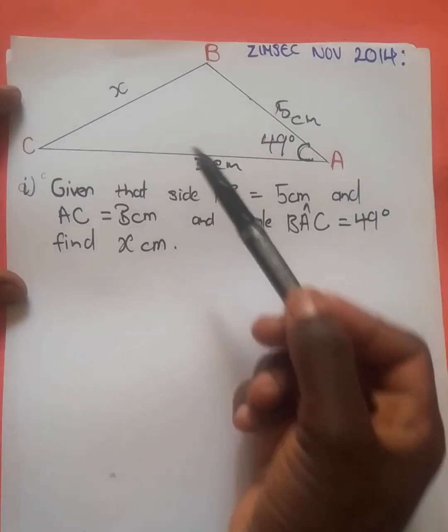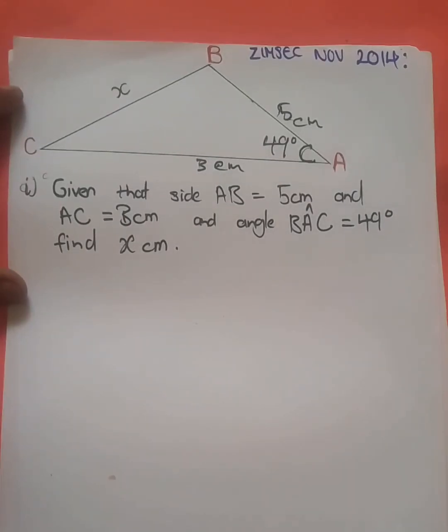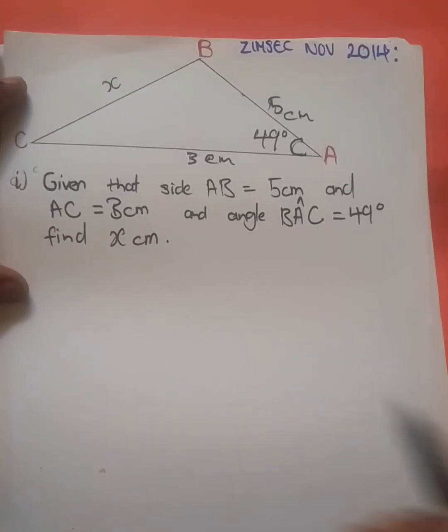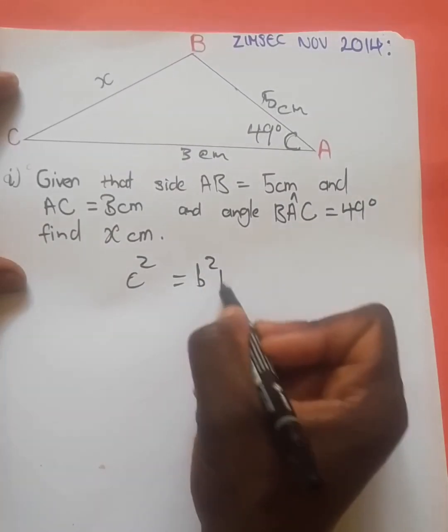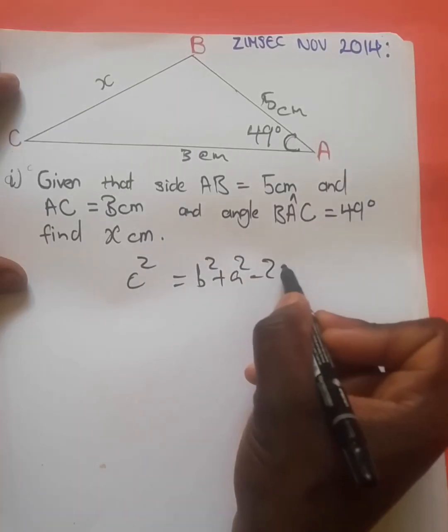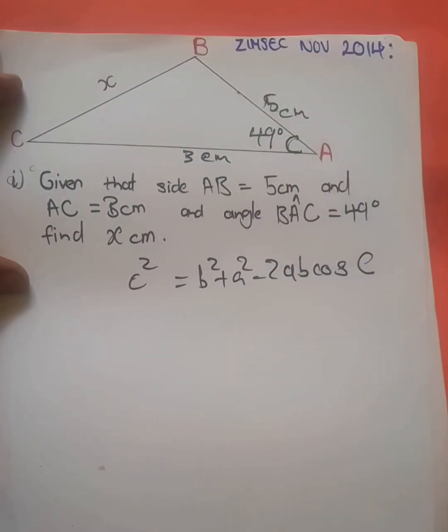So the question is saying that we should find this side x. That's the side we are supposed to find. So we are going to use the cosine rule to find side x. The cosine rule states that c squared is equal to b squared plus a squared minus 2ab cos c. So this is the cosine rule.